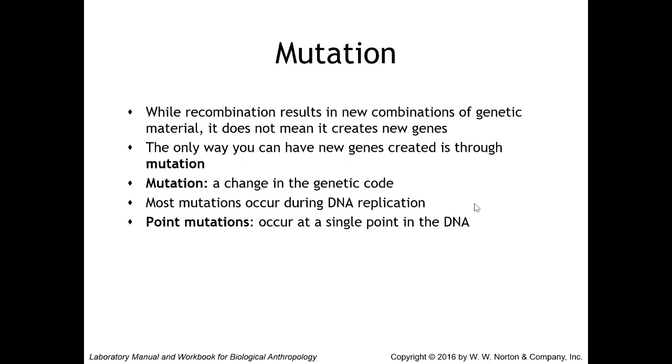While recombination, as we know, results in new combinations of genetic material, it does not create new genes. The only way you can have new genes created is through mutation. So mutation, the generic definition, is a change in the genetic code, right? Any change in the genetic code is a mutation. Most mutations occur during DNA replication. Usually, DNA is replicated perfectly, but sometimes there are errors in the replication process, which then result in mutations.